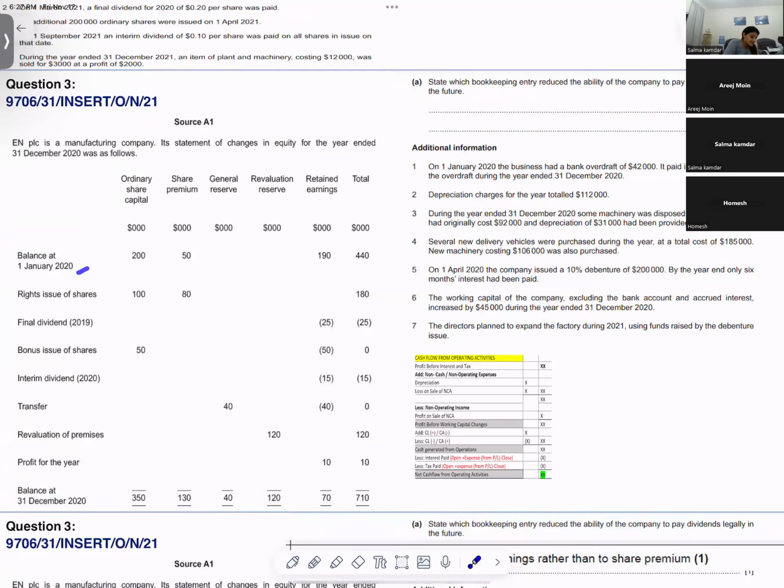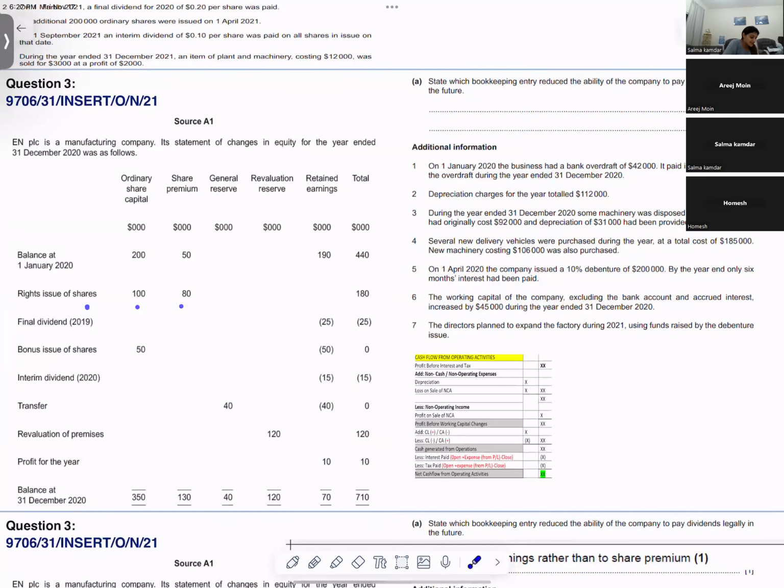So this is the balance that is there with us at the beginning. Then I have rights issue of shares. Can you tell me what a rights issue is? A rights issue is basically the issue of shares that the business makes to the shareholders, the existing shareholders. Then there is this dividend paid. We have bonus issue. We also have interim dividend paid.